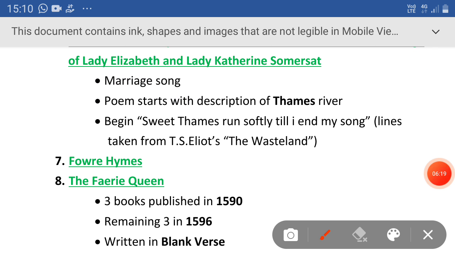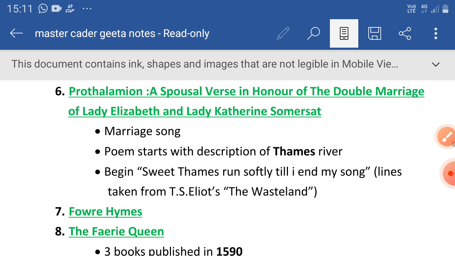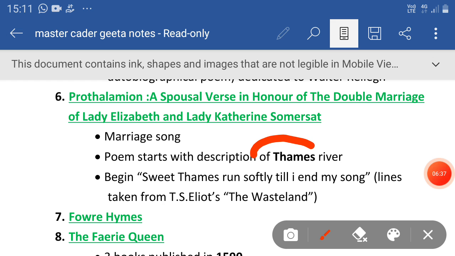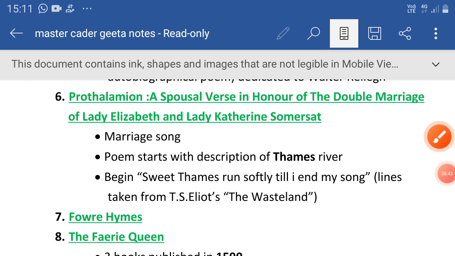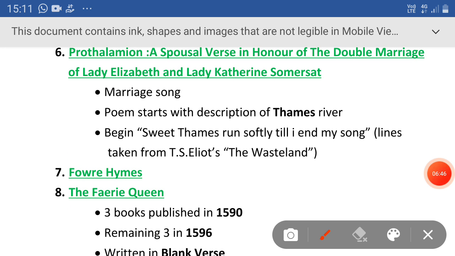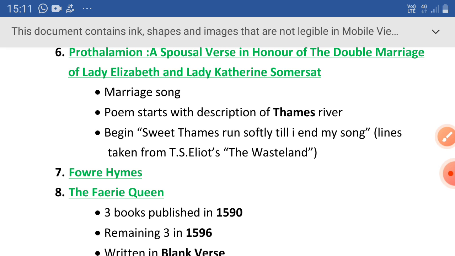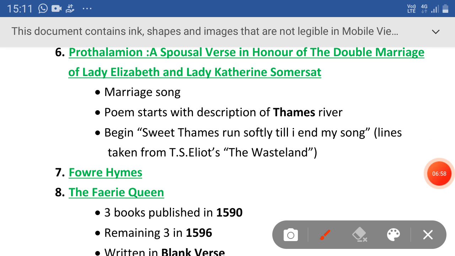Then the poem starts with a description of the river. This is also a question from NET. Once a question came in the NET exam: from which river's name was Prothalamion started? The name of the river is the River Thames. It started with the river's description, so it is a point to remember. Then it begins with the quotation, "Sweet Thames, run softly till I end my song." And this line was taken by T.S. Eliot in The Waste Land. By this description, this work was started.